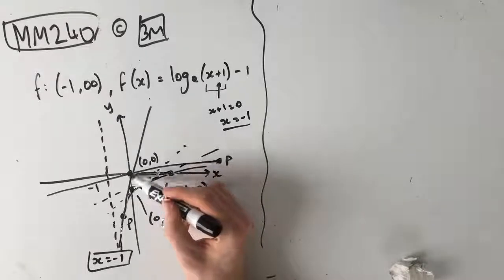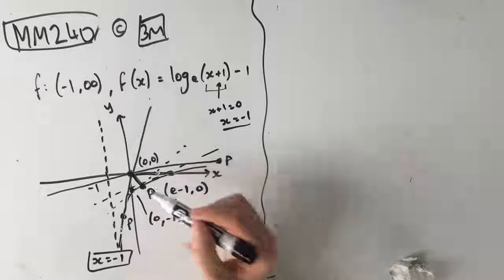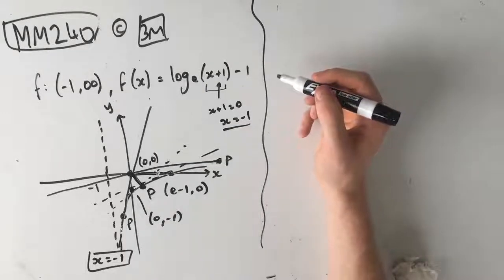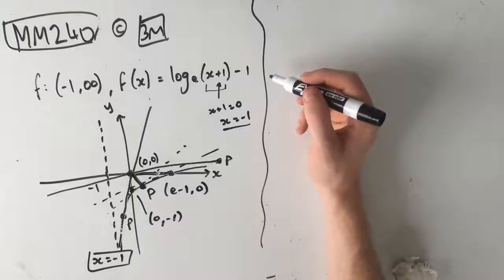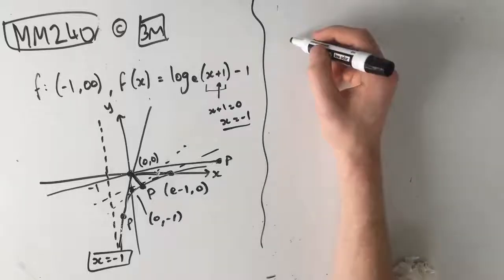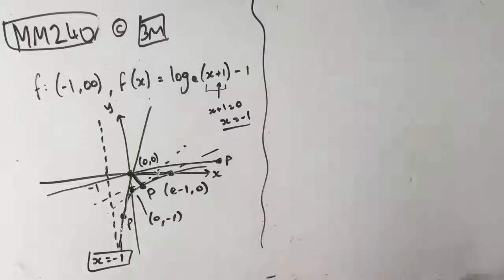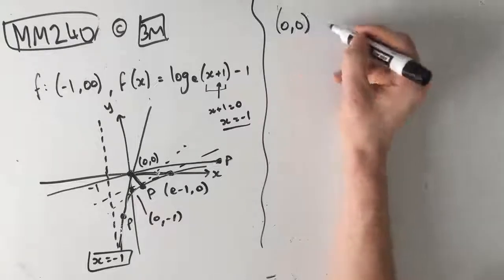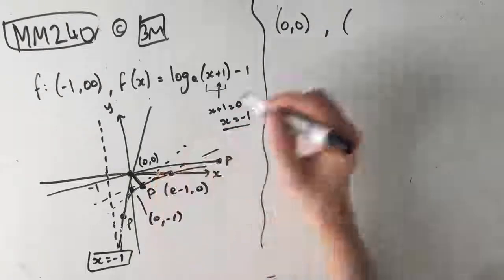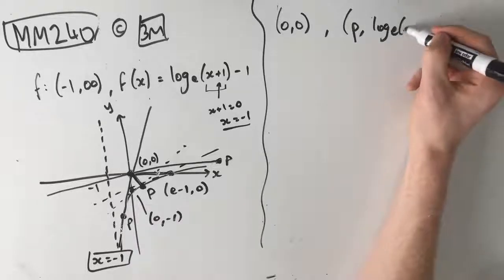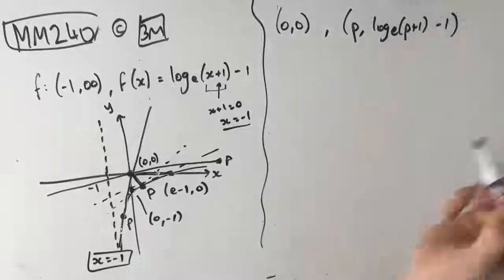between O and P is at a minimum, right? So this is the minimum it can possibly be. So as soon as we see the word minimum, we're going to think we have to derive our distance, right? Because if we're looking for minimum distance, we derive our distance, let it equal 0. So firstly, we're going to actually have to find a formula for our distance. So we know that our first point is 0, 0, and our second point is p, f of p, which is p, log e of p plus 1 minus 1.